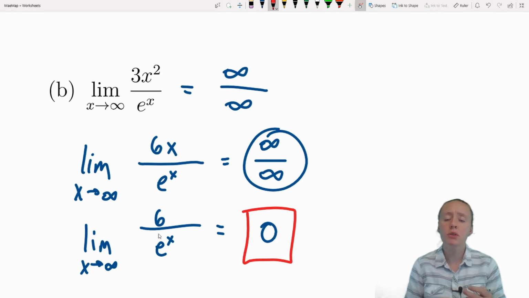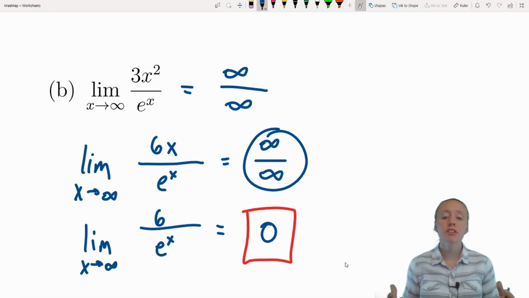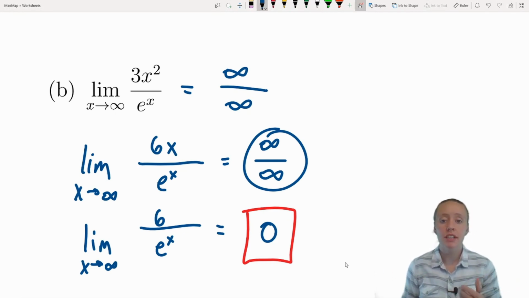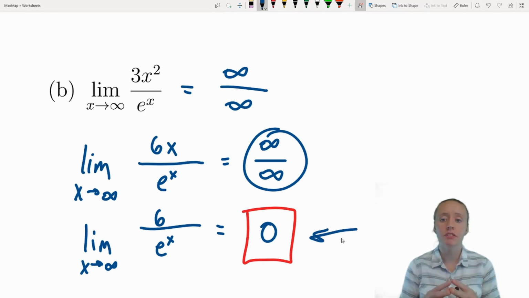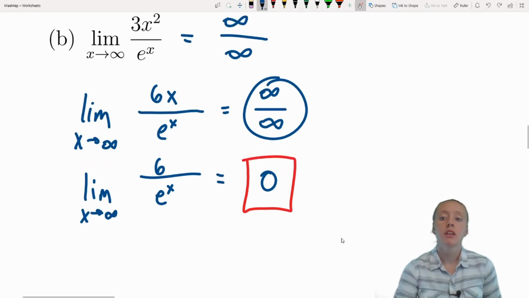And if you're confused as we're taking limits, please refer back and get a quick refresher before continuing on. If you didn't understand the fact that a constant over a function that continues to get larger goes to 0, quickly flip back through those worksheets and do a quick review before continuing on.